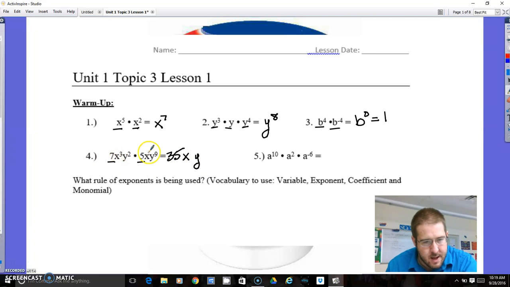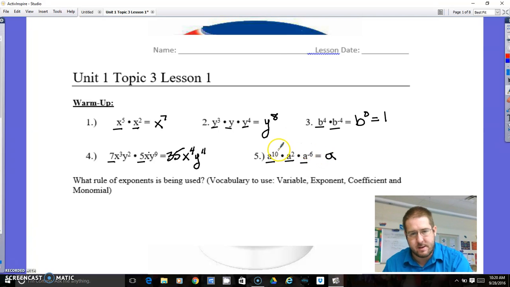x to the third times x to the first is x to the fourth. And y to the second times y to the ninth is y to the 11th. All you've got to do is add the exponents. It's really just that easy. No coefficients this time, so there are no numbers to multiply in front. We just have bases of a, base a, base a, base a. They all have the same base, so all we have to do is add up the exponents.